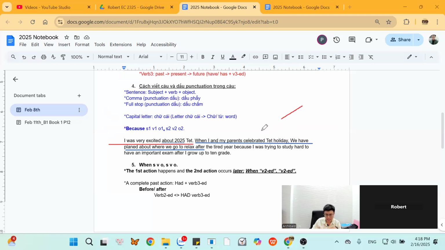Khi gia đình của tôi đang chơi Tết thì chúng tôi mới lên kế hoạch nơi đi, hay là khi gia đình của tôi chúng tôi chơi Tết, chúng tôi đã lên kế hoạch trước đó rồi. Như vậy cái việc lên kế hoạch là đã lên kế hoạch trước Tết, hay là đang ăn Tết thì lên kế hoạch. Nếu mà đang ăn mà lên kế hoạch thì hãy nhớ trong quá khứ đang xảy ra là dùng thì gì, và lên làm cái hành động một cách đột xuất thì dùng cái gì.